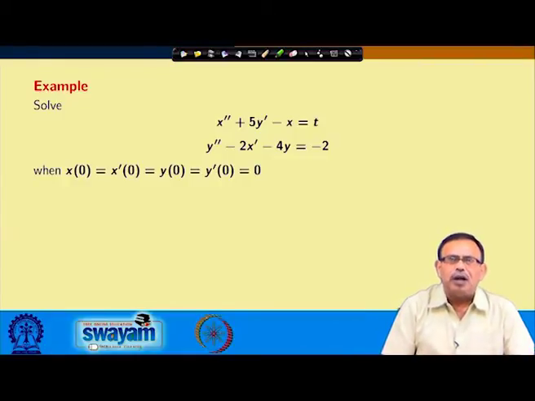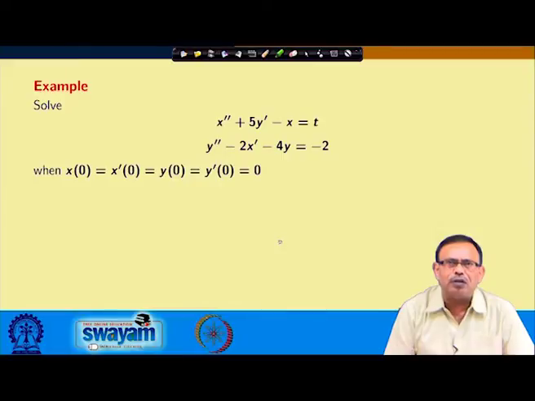Second example is x double dash plus 5 y dash minus x equals t, y double dash minus twice x dash minus 4 y equals minus 2, with x(0) equals x dash(0) equals y(0) equals y dash(0) equals 0. All the values of x, x dash, y, y dash at t equals 0 are 0. So, please note that x and y are two functions of t, and by solving these two ordinary differential equations, we have to find out the solution.